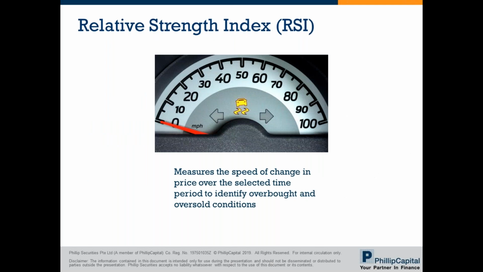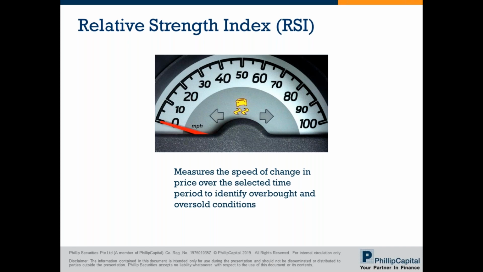So a little bit more about what RSI is about. The full name of RSI is Relative Strength Index. What it aims to do is measure the speed of change in prices over a selected time period. So this could be 7 days, 14 days time period to identify things like overbought and oversold conditions. So these overbought and oversold conditions are the extreme bands in which I was talking about earlier, right?